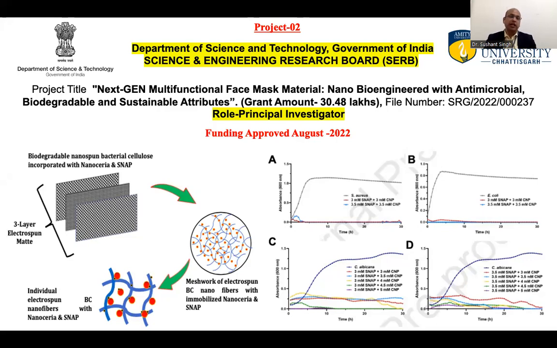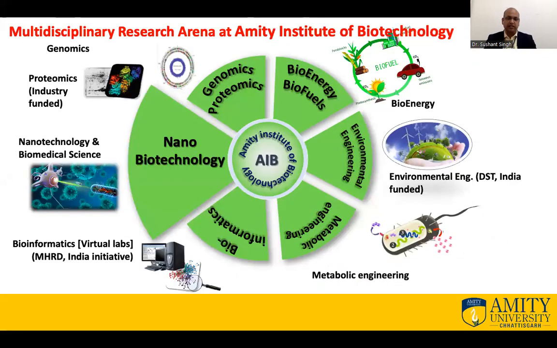Initially, the kind of research, yeah, just the last slide. The kind of research we do in AIB refers to all the different fields, and nanotechnology is one which we do. I invite you to MIT Institute of Biotechnology, Chhattisgarh. Please welcome, visit and see our research facilities.